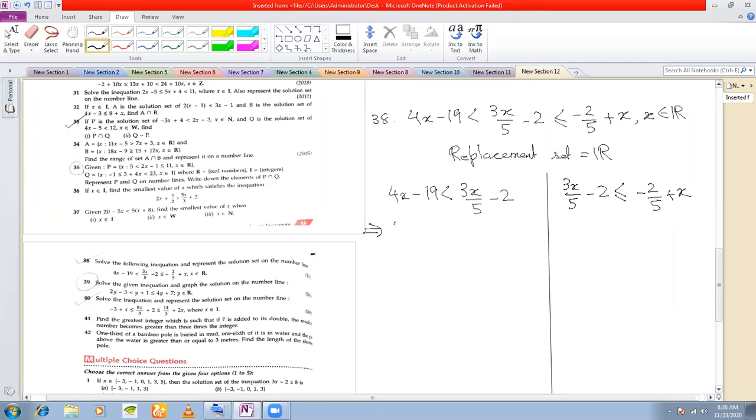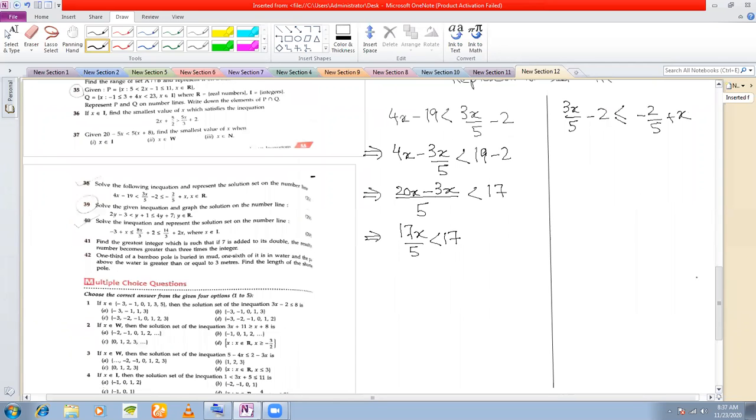So let us solve these two. Take x's on one side. 4x minus 3x by 5 is less than 19 minus 2, because we transpose 19 from minus 19 becomes plus 19. From plus 3x by 5 it becomes minus 3x by 5. Okay, now you can take the LCM. Becomes 20x minus 3x is less than 17. That means this becomes 17x by 5 is less than 17. That means 17x is less than, in fact, multiplying both sides by 5.